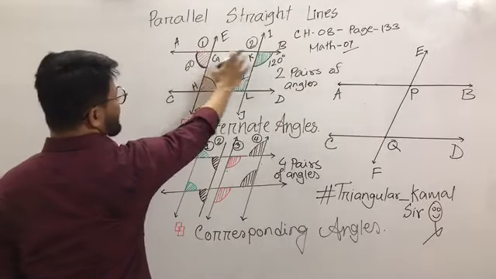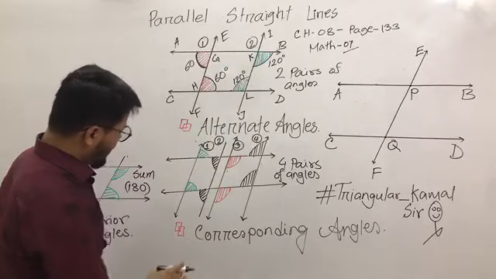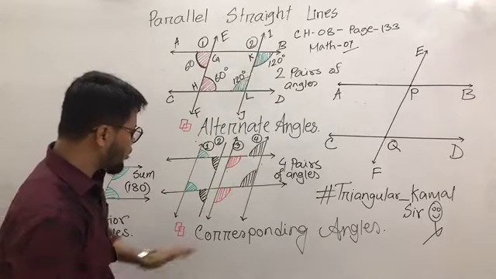So in the parallel lines we see here 2 pairs of alternate angles. So now, the characteristics of the corresponding angles.